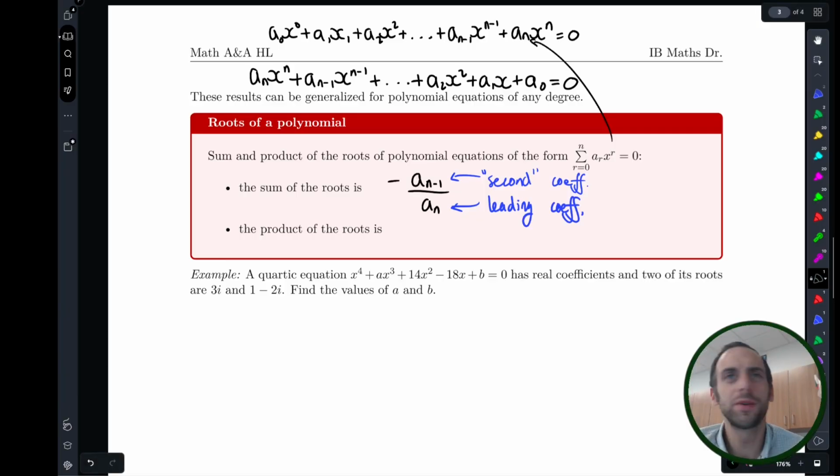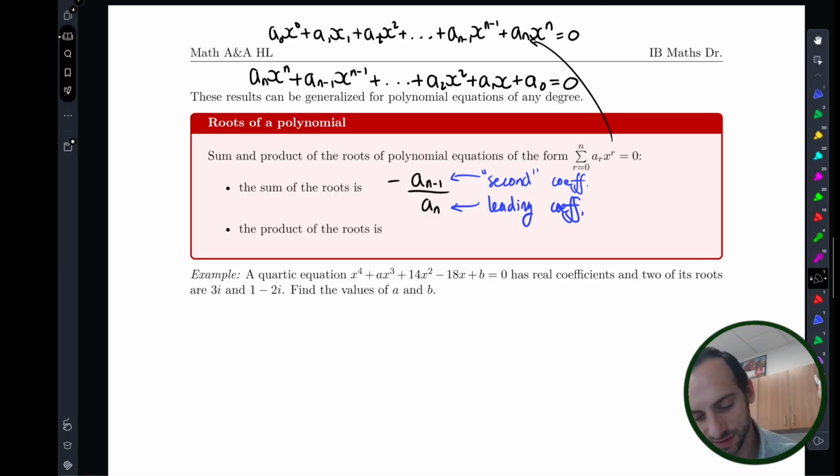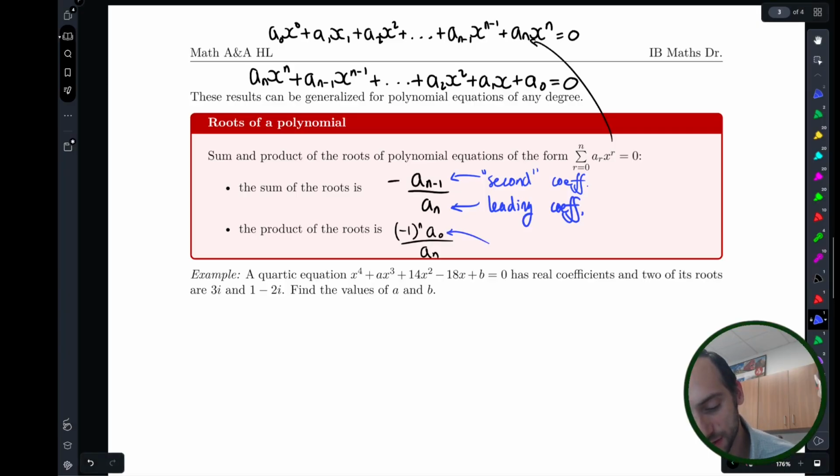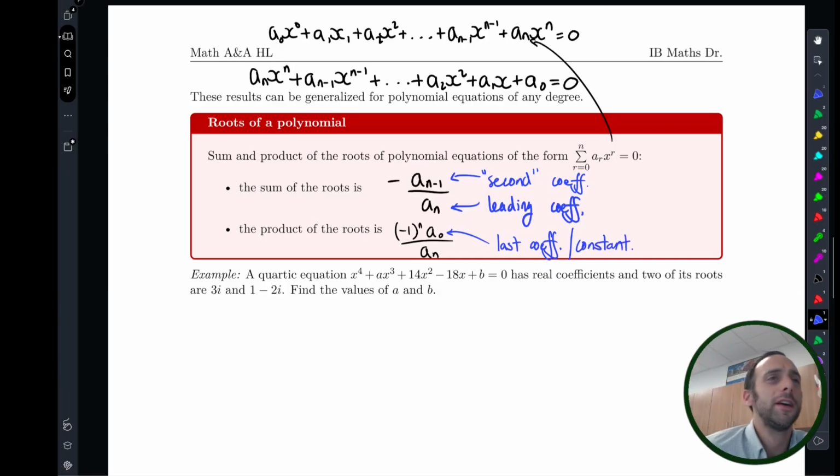We also get a formula for the product of the roots. This one's a little more complicated. This one can be positive or negative depending on the degree. So it's negative 1 to the n, a_0 over a_n. So what is the new coefficient we're using here? We're using a_0. This is the last coefficient, or you can think of this as the constant term. So it's the constant term divided by the leading coefficient, and then this positive or negative 1 depending on the degree.